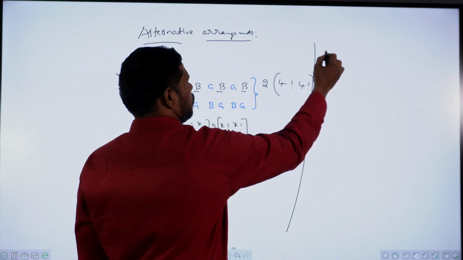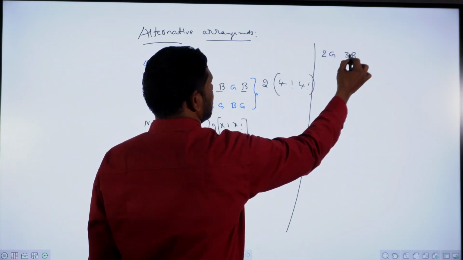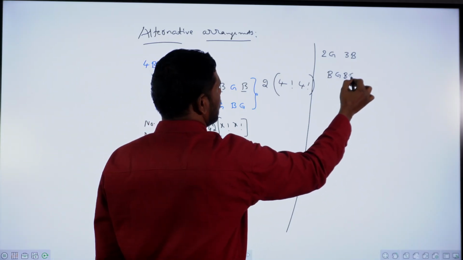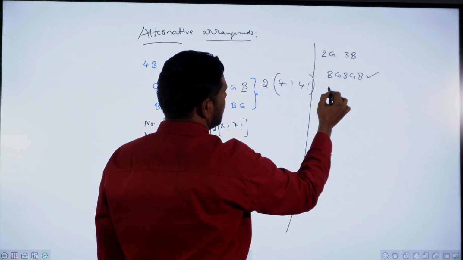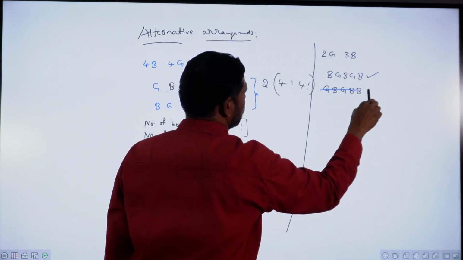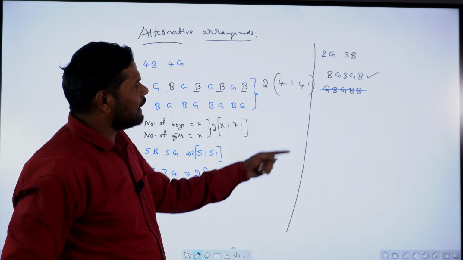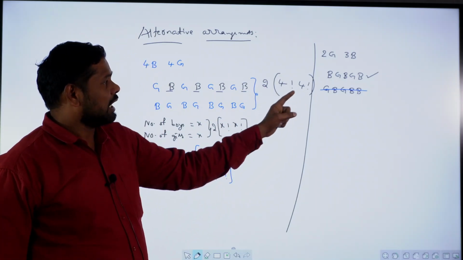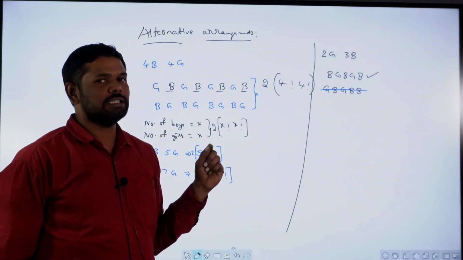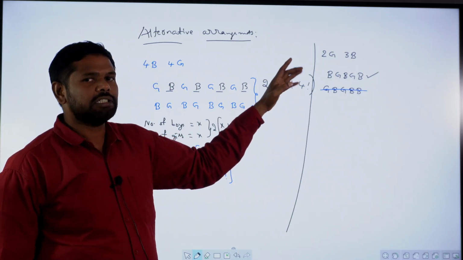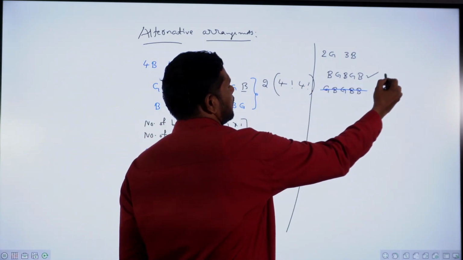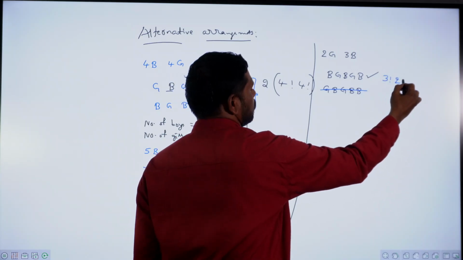Suppose 2 girls and 3 boys are there. If starting with boy, girl, boy, it is possible. Starting with girl, boy, here 2 boys are adjacent, which means the second case is not possible. Why? If starting with the girl, definitely 2 boys are adjacent to each other. That is not an existing case. So alternative means boys and girls alternate. Only one possibility: boys can be arranged in 3 factorial ways and 2 girls can be arranged in 2 factorial ways.